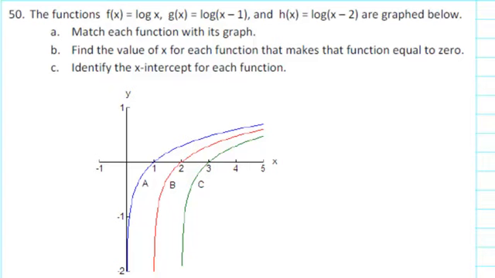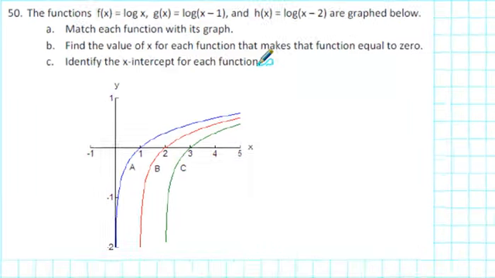The functions f of x equals the log of x, g of x equals the logarithm of x minus 1, and h of x equals the logarithm of x minus 2 are graphed below. A. Match each function with its graph. Let's use our calculator to help us.